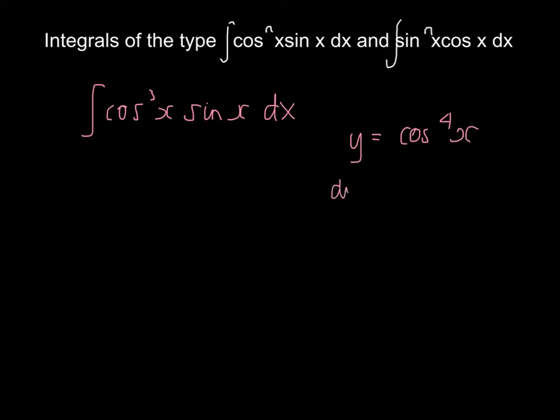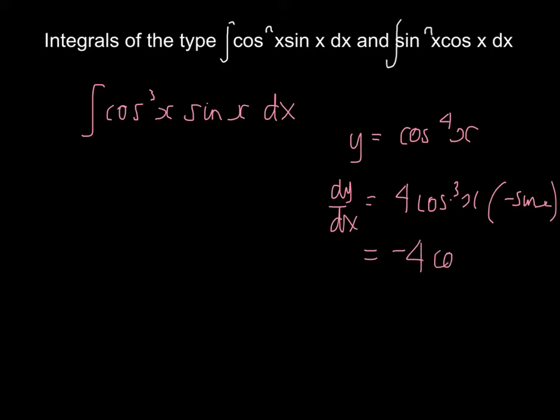Then if we differentiate that, we'd get 4 lots of cos cubed x, and then we need to multiply by the differential of cos x, so we've got minus sin x. Altogether we've got minus 4 cos cubed x sin x, which is almost what we wanted. The thing we need to do to adjust it is to just divide by the minus 4. So our answer to that integral is minus a quarter cos to the power of 4 of x plus c.